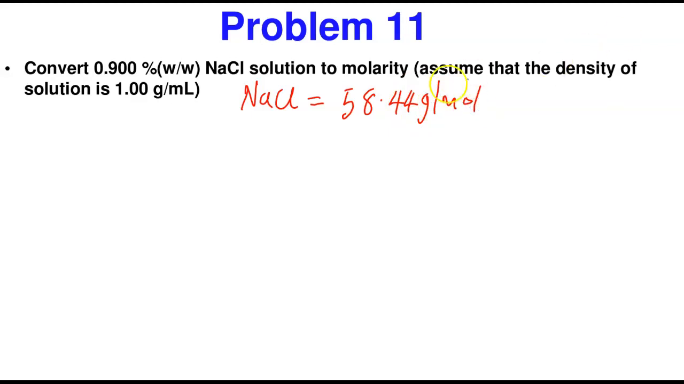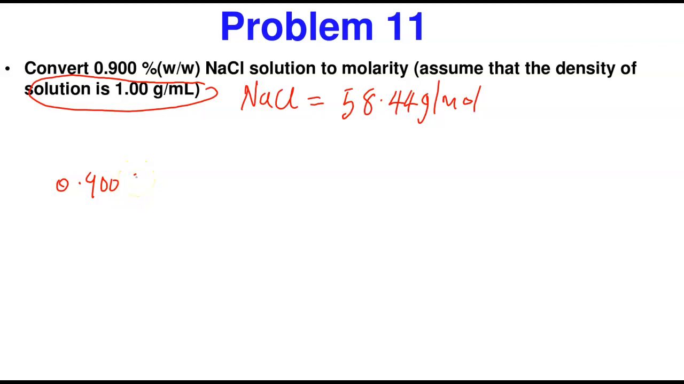It says assume that the solution has a density of this, which looks like the density of water. Let's see how this goes. We're going to just use this as a conversion factor to remove something, possibly moles. Let's see. If you start from 0.900, now, I didn't say something. There's something I will have to say.